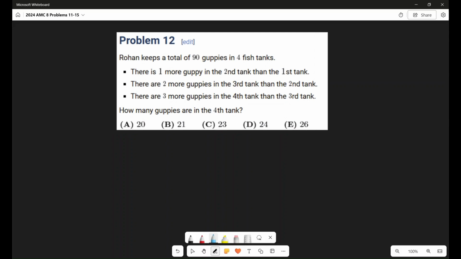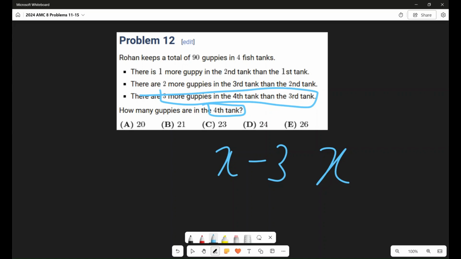So this is a very clear algebraic problem, and we're being asked for the number of guppies in the fourth tank. So let's set a variable for that, and let's call it x. Now, how many guppies are in the third tank? That would be x minus 3, because there are 3 more guppies in the fourth tank than the third tank. Now we can repeat that for the second and first tanks to get x minus 5 and x minus 6.